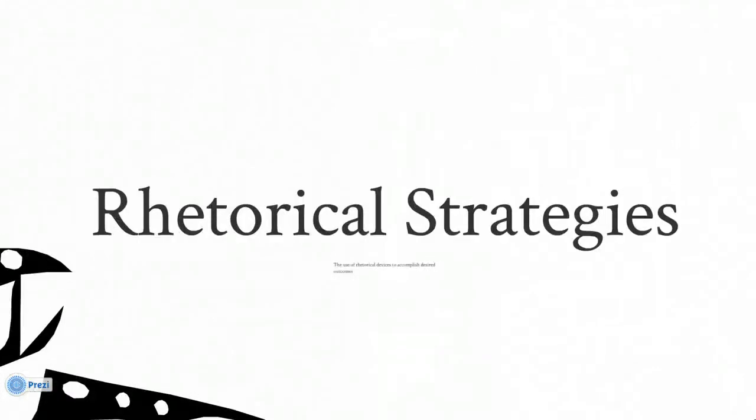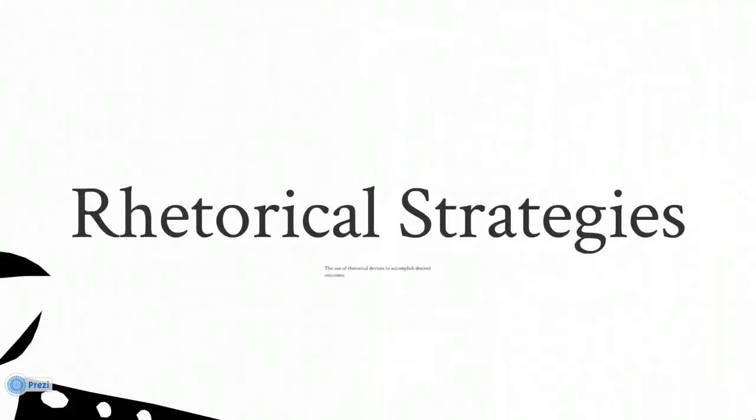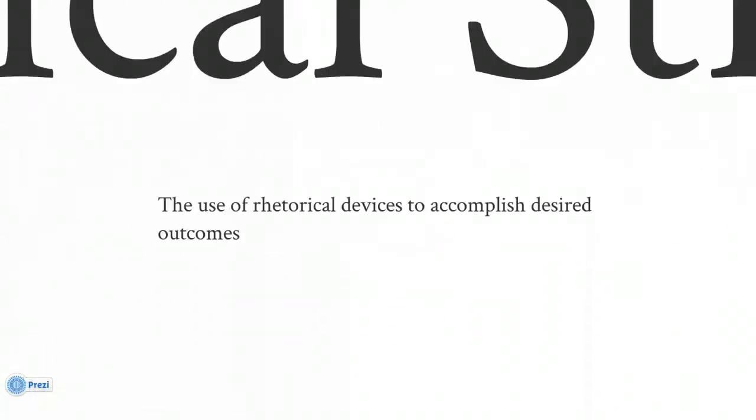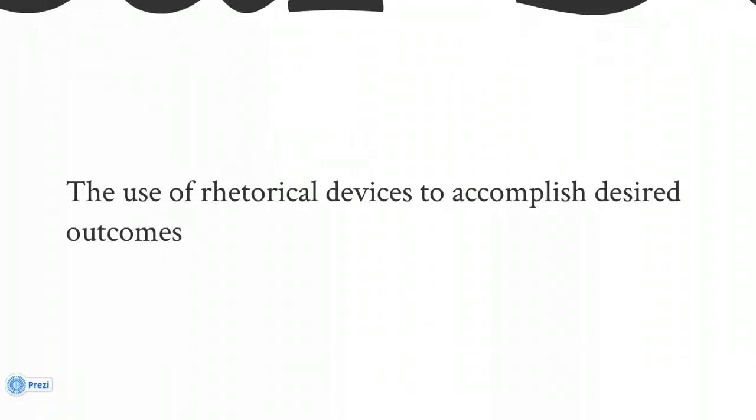Excellent. Let's look at the next one, rhetorical strategies. This is the big one that you guys are struggling with right now, which is how to find a rhetorical strategy. I want to emphasize the definition of what a rhetorical strategy is. It's simply this: the use of a rhetorical device to accomplish some desired outcome. Notice how that's a two-part definition. The use of a device to accomplish some desired outcome. It has to be both of those things.